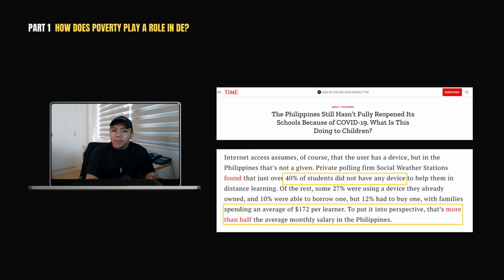So we have this Times article by De Guzman. It was cited that the Social Weather Stations reported the percentage of learners with no devices available to make use of technology for learning during COVID-19 is 40%. And families have to spend more than half of the average Filipino monthly income to purchase just a smartphone.